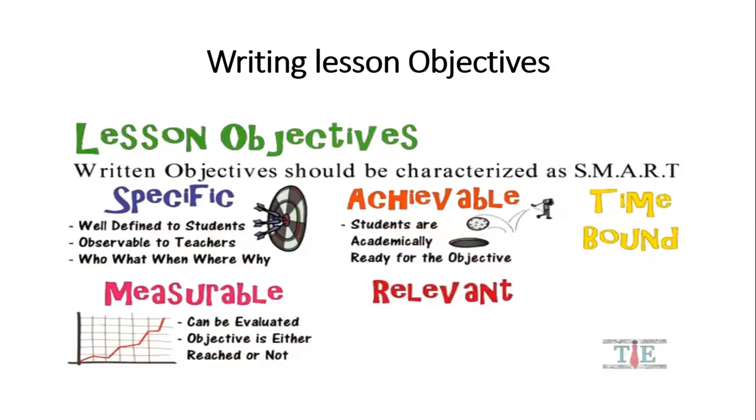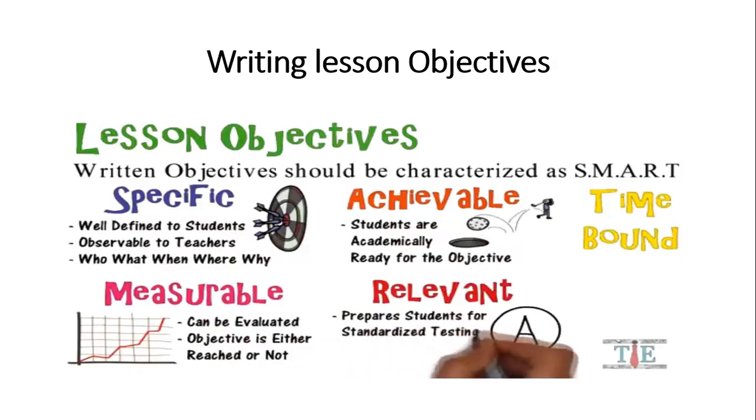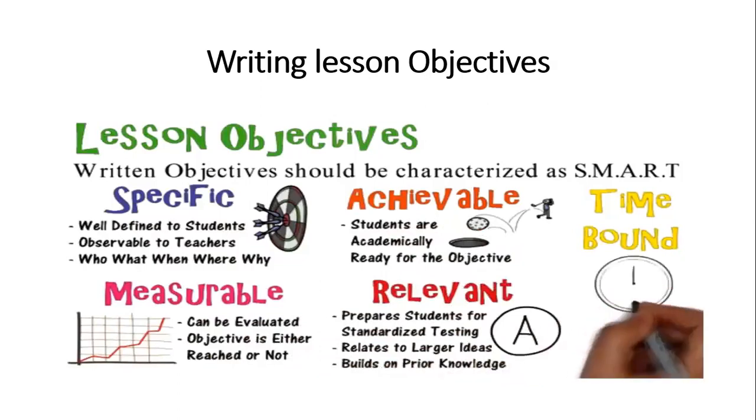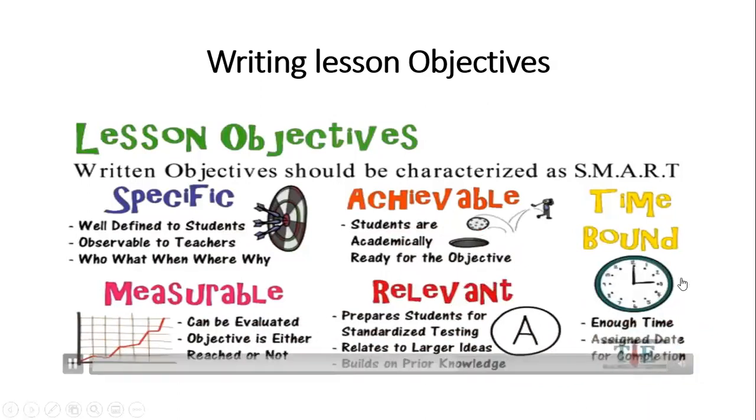Next up, relevant. The lesson objective must be relevant to students' academic success and relevant to previous and future lessons. Objective must prepare students for standardized testing, relate to larger ideas, and build on prior knowledge. And lastly, you want your objectives to be time-bound. Set a time limit of 1 or 2 class periods. When setting time-bound objectives, be sure that there is enough time and you have an assigned date for completion.